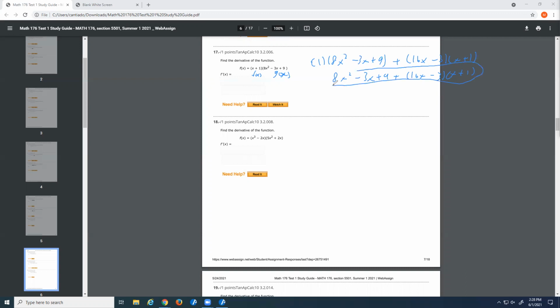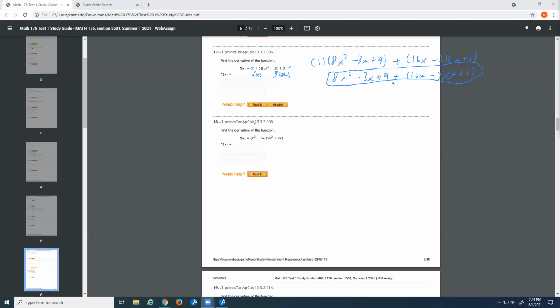If you wanted to double check your answer by, say, foiling this out and then differentiating term by term, you would have to multiply this result out from product rule to double check your answer. But yeah. That should be it for number 17. So we'll go ahead and leave that up there.